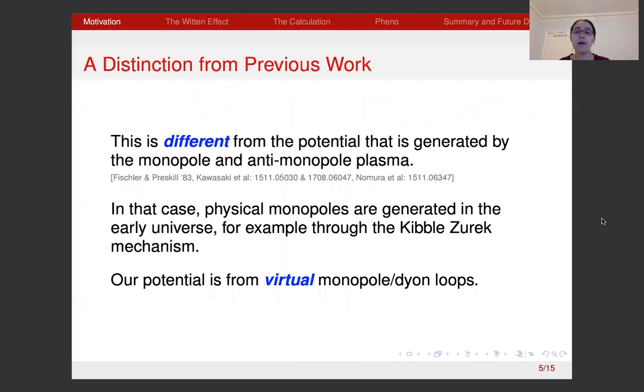I also, before I go on, want to make a distinction from previous work. Previously, there's a different contribution from the coupling of axions to monopoles and antimonopoles. In that case, we have a potential that's generated by the monopole-antimonopole plasma that was first brought up by Fischler and Preskill in 1983, as well as discussed in several more recent papers. And in that case, we actually have to have physical monopoles, for example, generated in the early universe through the Kibble-Zurek mechanism. In our case, unlike this physical monopole-antimonopole plasma, we have virtual monopoles. So all we care about is that the states exist in the theory, not that they're populated.